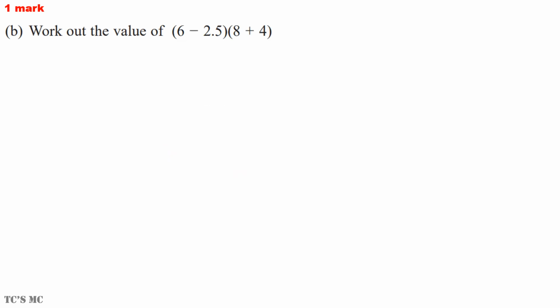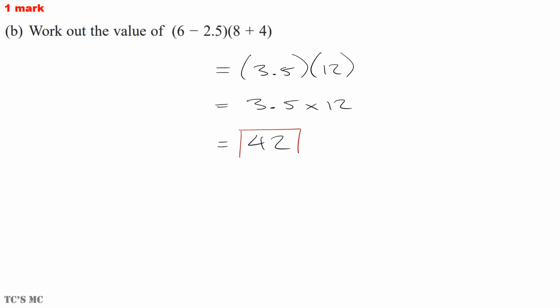Work out the value of the following. We can type all of this into our calculator, or we can do it step by step. The first bracket would give us 3.5. The second bracket would give us 12. When brackets are touching like this, it means 3.5 multiplied by 12, and we get 42. It's a 1 mark question, so we only need to write 42.